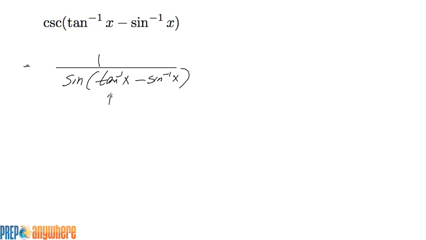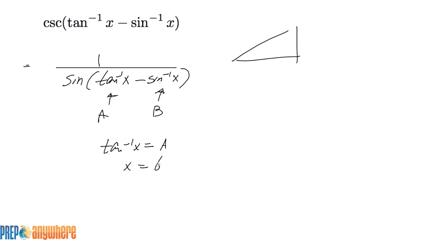Okay, and these two are actually angles. So let me let that be A and let me let that be B and draw a picture for it. This is saying tangent of A, right? So tangent inverse x is equal to A means x is equal to tangent of A. So here's my A. Tangent of A is x over 1. So this is going to be the square root of 1 plus x squared.